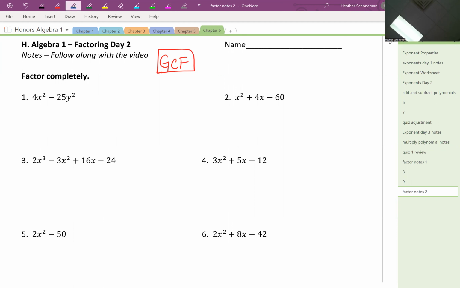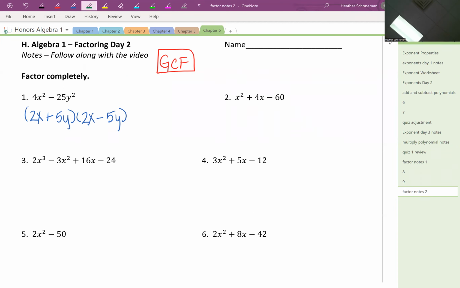So on number one, we'll look for a greatest common factor. There isn't one. It's a binomial. It's got a minus sign, and we can take the square root of both. So we can go straight to our two parentheses. The square root of 4x squared is 2x. Square root of 25y squared is 5y. One is a plus, one's a minus, and we're done.